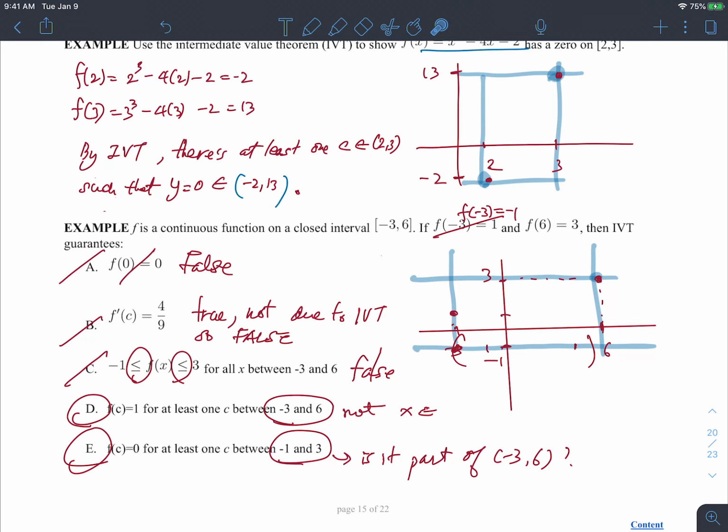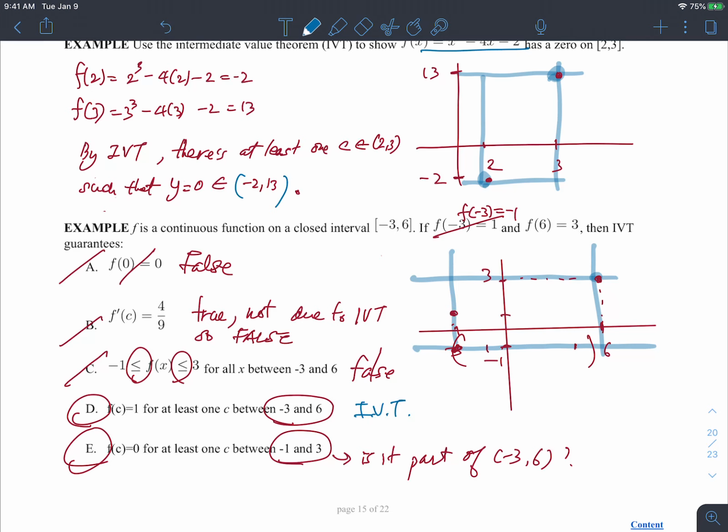So C is not true. We know that according to this, it has to be an open interval, hence false. And then f of C for at least 1: is there a value 1 here somewhere? Is that between -1 and 3? Yes, it is. Then you're guaranteed that there is at least one C such that it will cross that point somewhere between -3 and 6. So this is indeed exactly IVT.